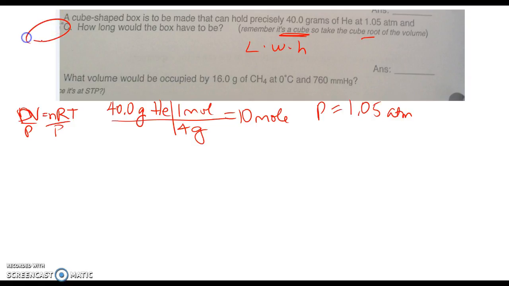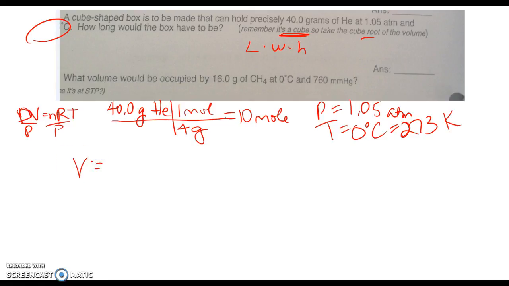The temperature got cut off here, so I will just use a temperature. Let's say we want the temperature to be 0 degrees C. All right, so that's 273 degrees K, isn't it? So let's see what we get.